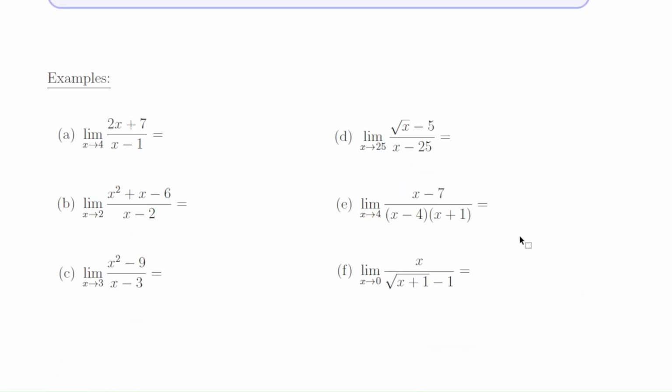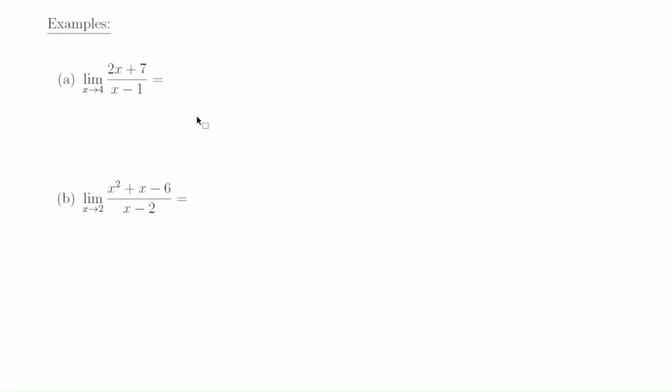So what about this first example? How would we do the limit as x approaches 4 of (2x plus 7) over (x minus 1)? Well, notice that's a rational function, and we're not dividing by 0 when we plug in 4, so we can just plug in 4 to give us the correct answer. Plug it in. 2 times 4 is 8, plus 7, that's 15. 15 divided by 3, that'd be 5. I don't know why I keep making the answer be 5, but anyways, the answer is 5.